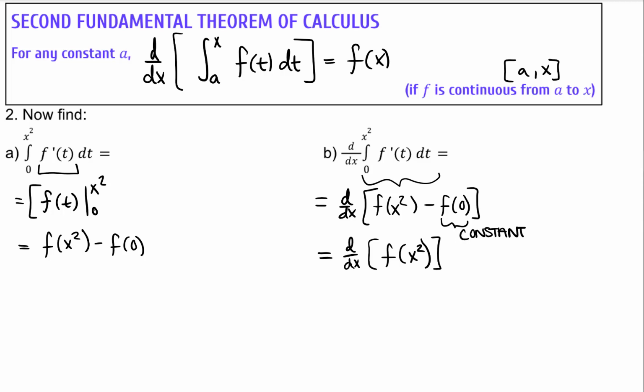Deriving f of x squared requires the chain rule because you're deriving f of some function of x, not just f of x. F prime of x squared times the derivative of that inner function, times u prime. We know the derivative of x squared is 2x. So our result is f prime of x squared times 2x. And I think this pesky little u prime or chain rule is the part that trips people up when it comes to the second fundamental theorem of calculus.